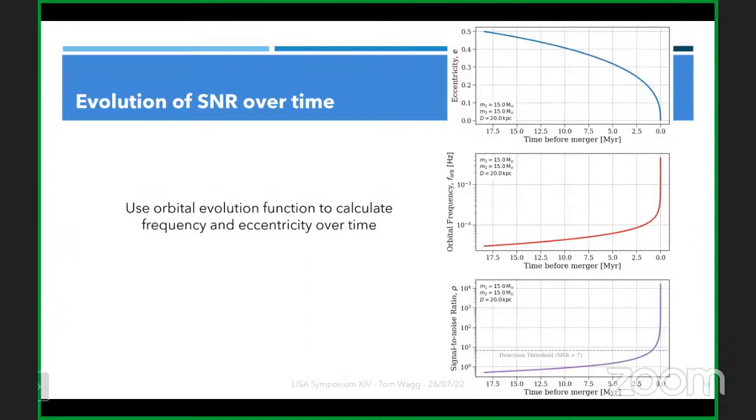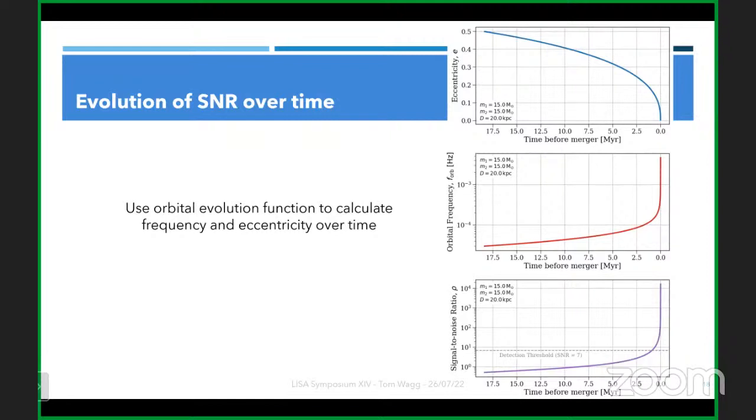And what I'm showing you is how they evolve in the time before merger. So that zero on the far right is the moment at which the binary merges. And then you've got backwards in time in terms of megayears. And so you can see that as time goes on, the eccentricity goes down and it circularizes, the frequency goes up and it goes up dramatically towards the end.